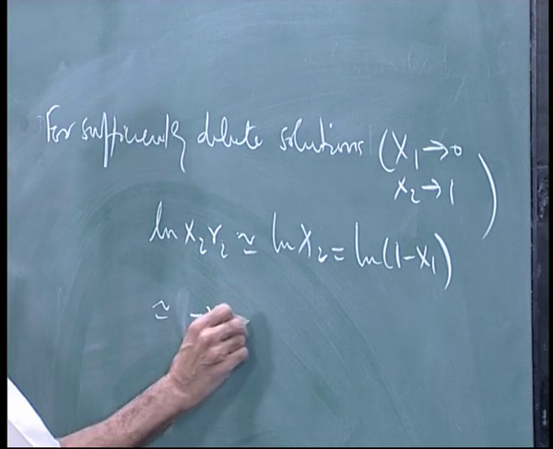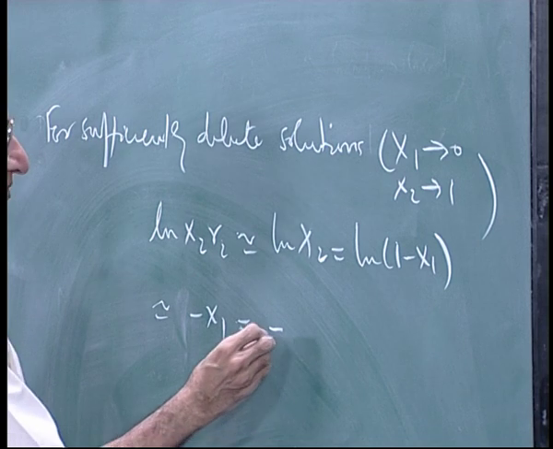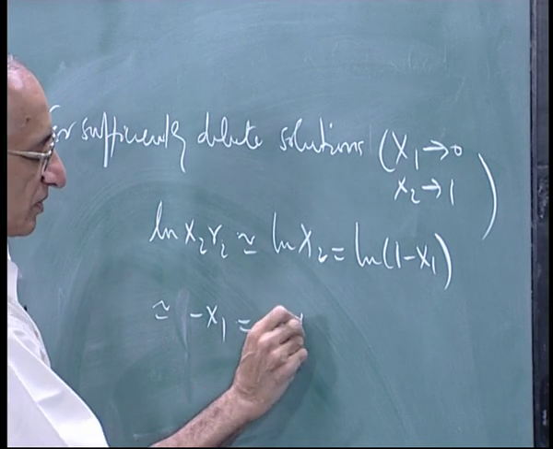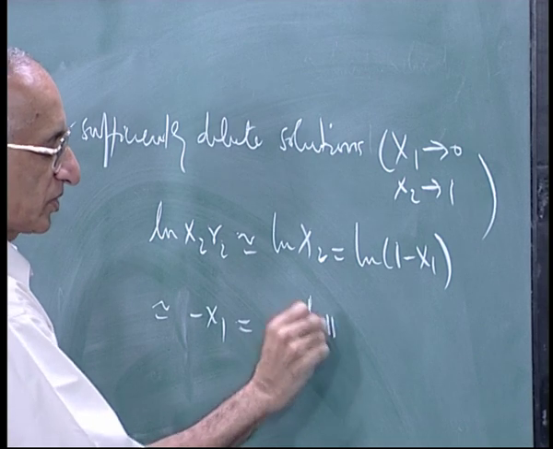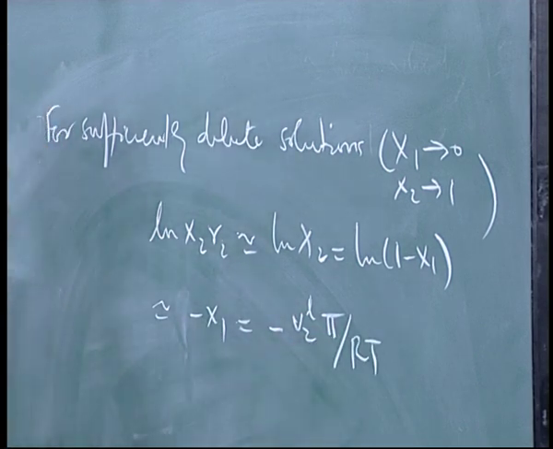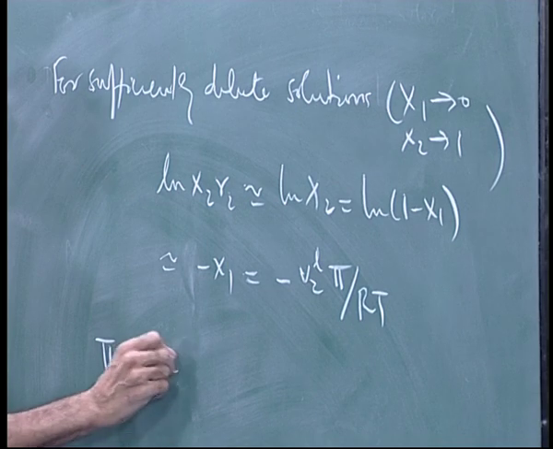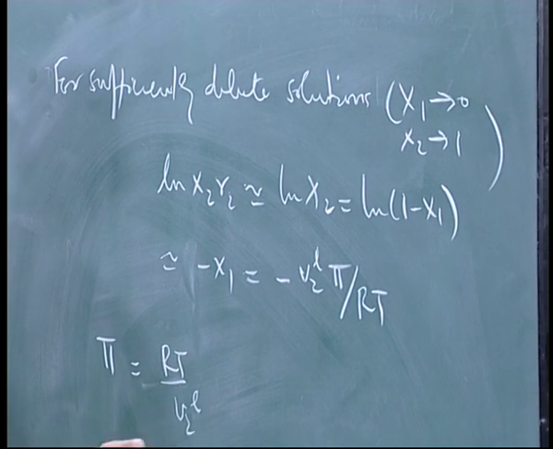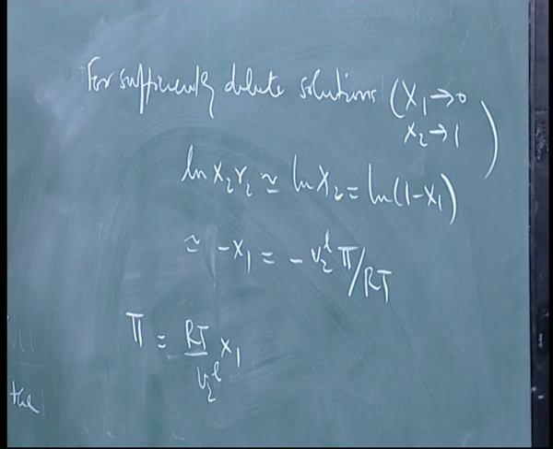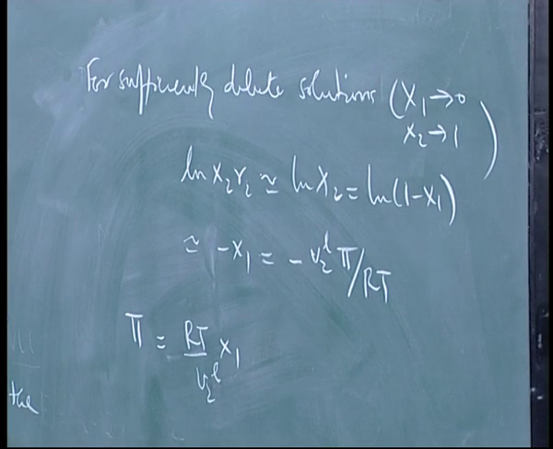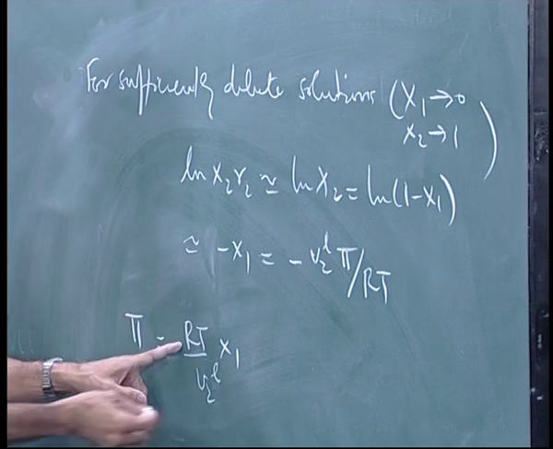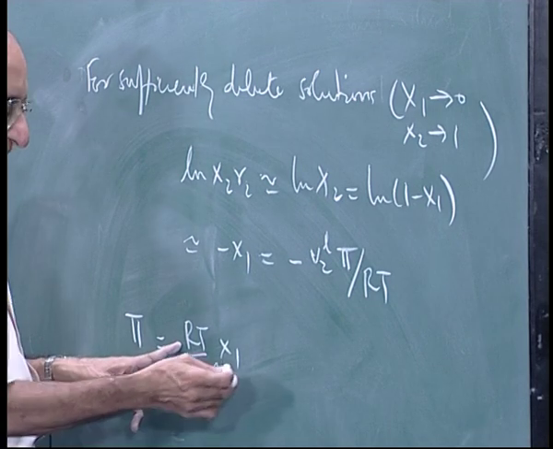This is equal to minus V2 liquid into pi by RT. So your pi, the osmotic pressure, is RT by V2 liquid into X1. To give you an idea of the order of magnitude, let us calculate this in atmospheres.